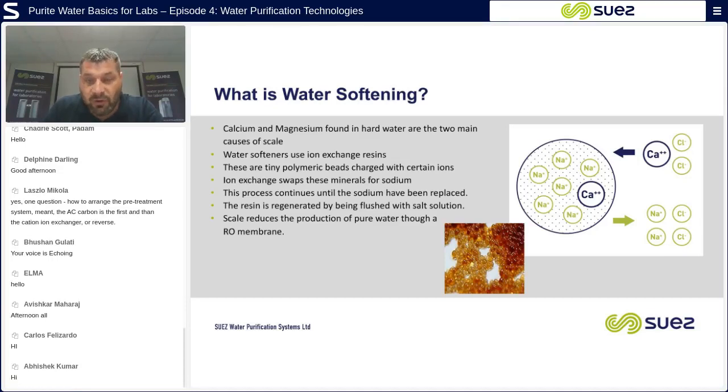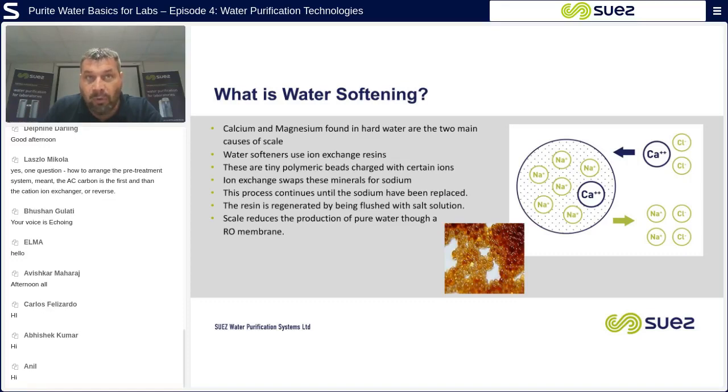As water passes through the water softener, it moves through the ion exchange resin bed that is charged with sodium ions. The calcium and magnesium ions in the water swap places with the sodium ions on the resin bed, which produces soft water. This process continues until all the sodium ions on the resin bed have been exchanged. At this point, the resin gets regenerated by being flushed with sodium solution, or brine as it's commonly called, which in turn recharges the bed with sodium ions.